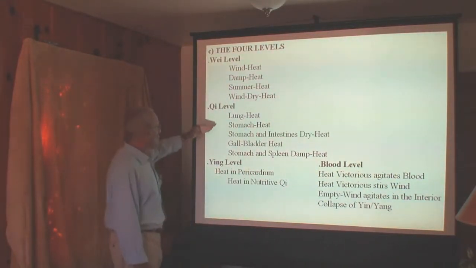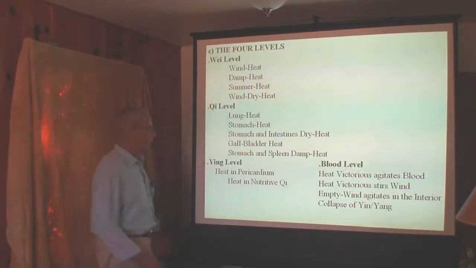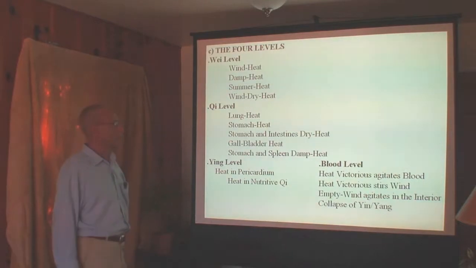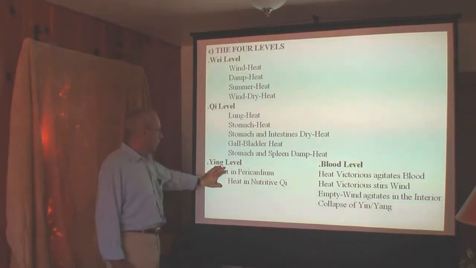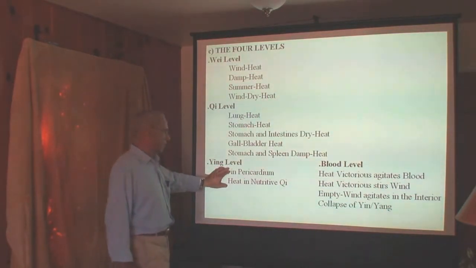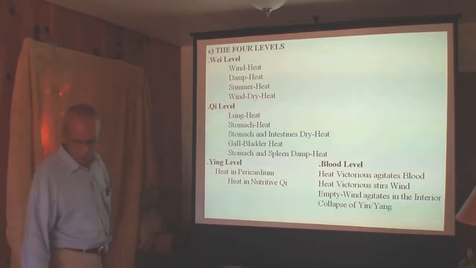Interestingly, there is a difference of depth between the Qi, Yin, and blood levels. And the ancient Chinese doctors had an excellent understanding of that, which is very important because if the pathogenic factor reaches the Yin or blood level, it is potentially very serious.